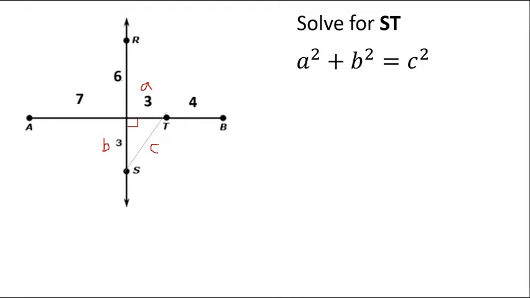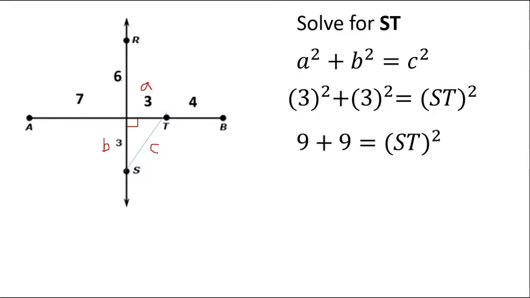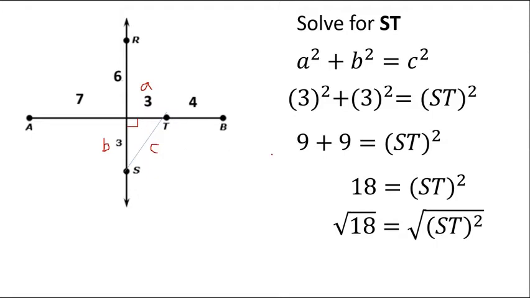So when I set it up, I have 3 squared plus 3 squared equals ST squared, or 9 plus 9 equals ST squared, or 18 equals ST squared. So we take the square root of both sides. Remember, the square root and the square cancel each other out. So I have an answer of ST equals square root of 45.